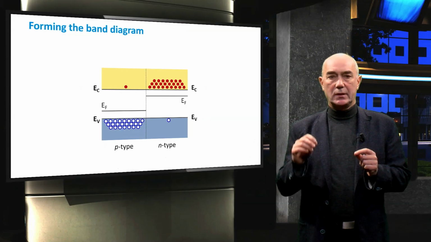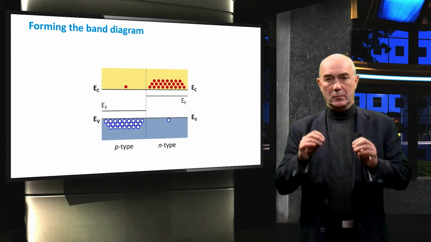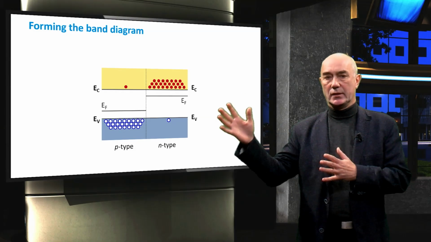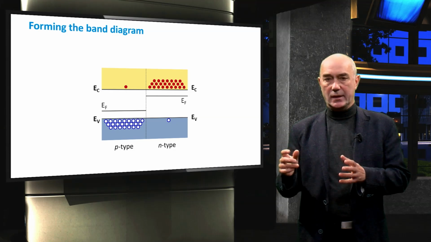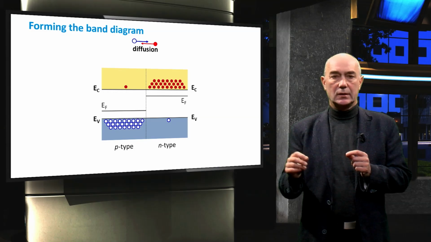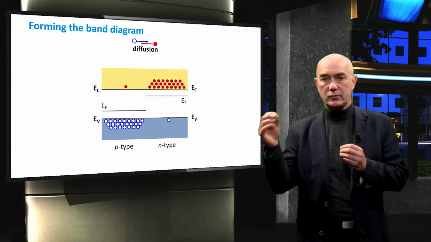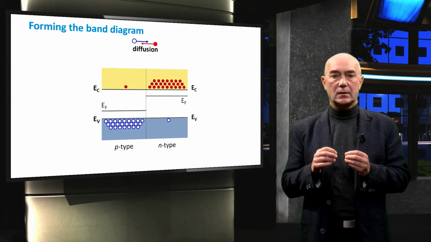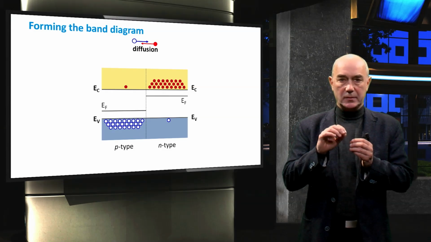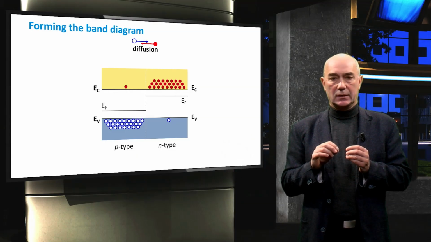Now, let's put these two materials together to form the p-n junction. You may think that we could draw the band diagram of the p-n junction just like this, but this is not the case. As I said in the previous video, the concentration gradients of the charge carriers cause holes to diffuse from the p-type semiconductor material to the n-type semiconductor. And electrons will diffuse from the n-type semiconductor to the p-type semiconductor material.